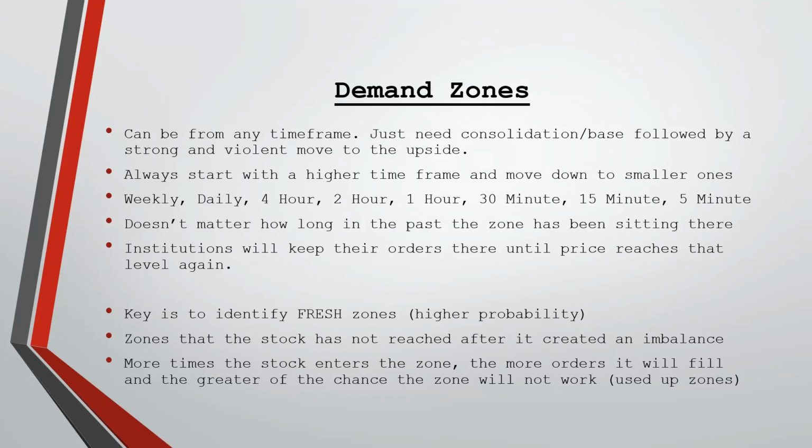So the way I do it is I always start with a higher time frame and I always move down to smaller ones. So I'll start out with a monthly chart or even a weekly chart, right? Then I'll move my way down. After the weekly, I'll go to a daily chart. Then if I don't see a supply or demand on a daily, I'll look for a 4-hour chart. Then a 2-hour, 1 hour, 30-minute, 15-minute, and 5-minute. So those are all the time frames I use, but like I said, you can find the supply or demand zone from any time frame.